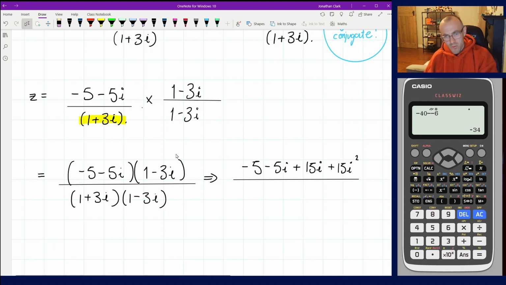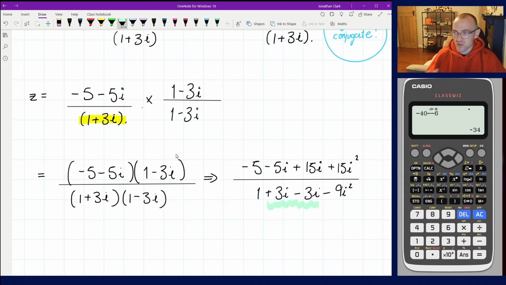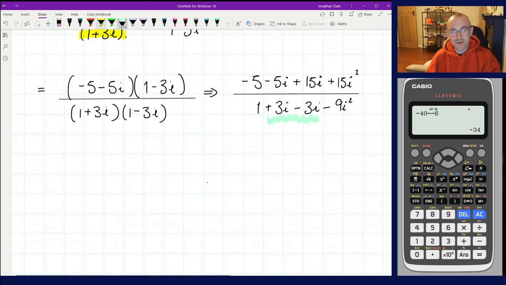Let's also expand the bottom while we're here. We're going to get 1 plus 3i minus 3i take away 9i squared. Keep in mind the reason why we're doing this is for this to cancel. So if you can see a change of sign like that, we're onto something. This is looking good.